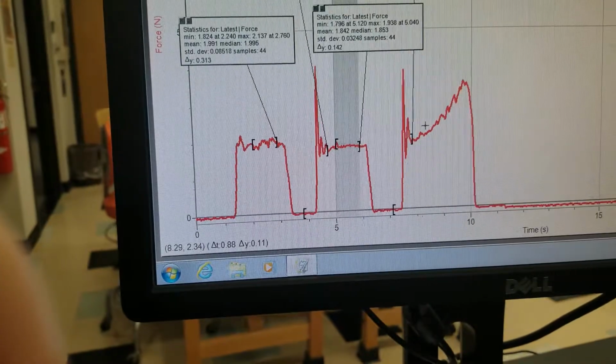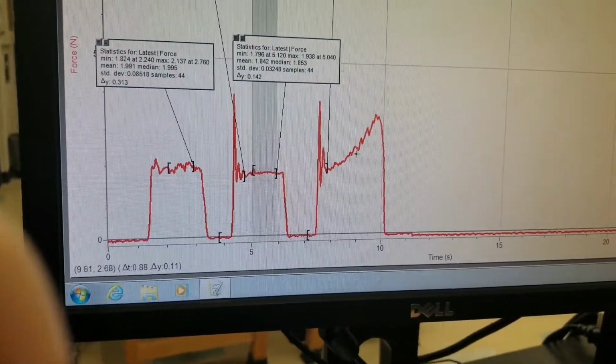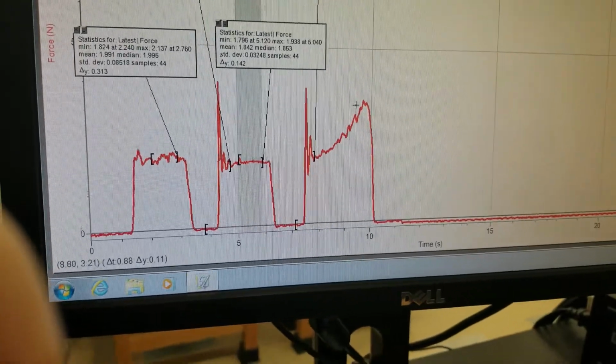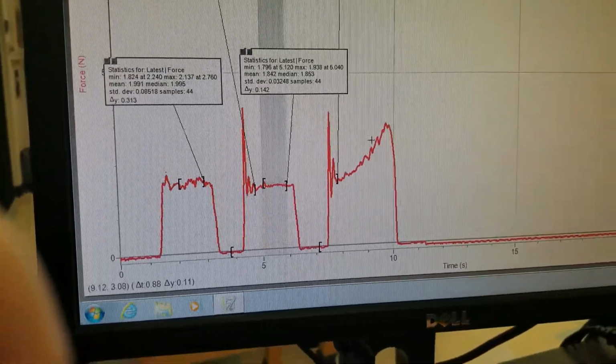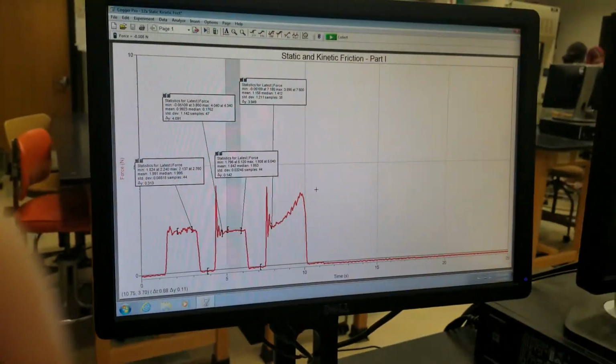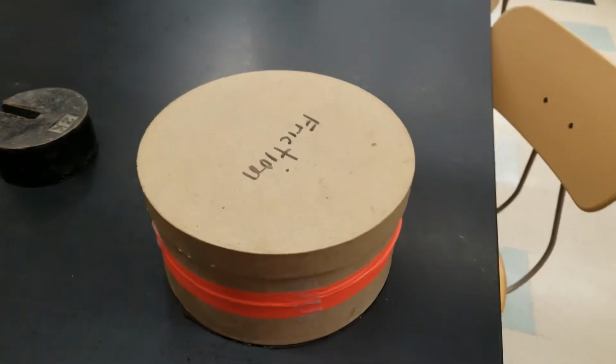So for this part, you see it looks like it's moving, the force is getting increasing. It looks like it's fastening. So this is not good data. I won't use this one. So I will do another trial and get another one. So next I'm going to try the part B experiment.